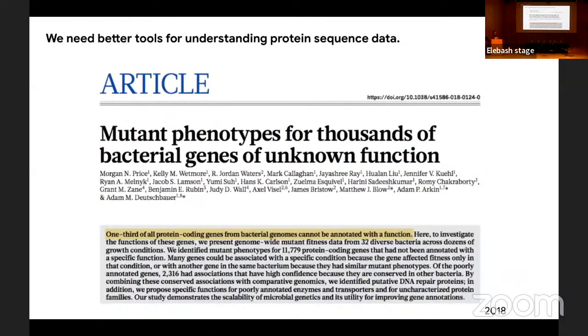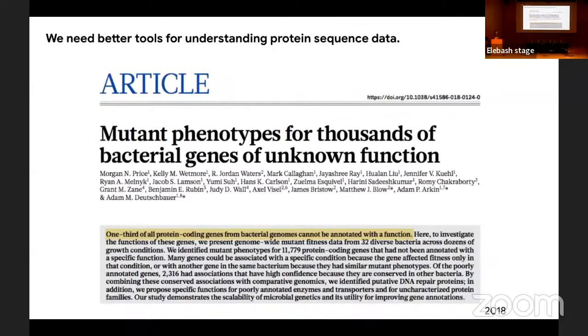This is an important challenge. There's a paper here from 2018, which states in the opening of the abstract that a third of all protein-coding genes from bacterial genomes can't be annotated with function. If you speak to people in the field, they'll state that's a massive underestimate. So there are many, many sequences that we simply can't annotate with function. We have no idea what these proteins do. We've invested resources in collecting all of this data, and yet we just don't know what these proteins do.